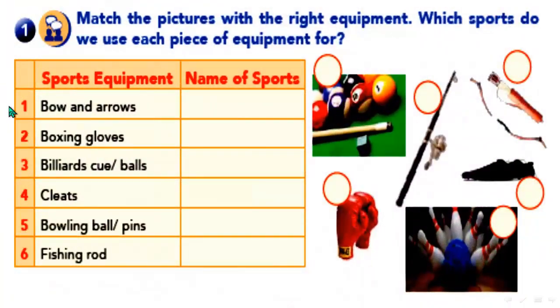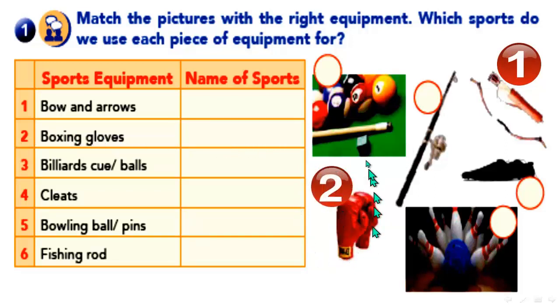Let's start with number 1, bow and arrows. Where is it? So this is number 1. Number 2, boxing gloves. As you see, this is picture number 2, boxing gloves. Number 3, billiards cue or balls. So this is number 3. Number 4, cleats. So where is picture number 4?